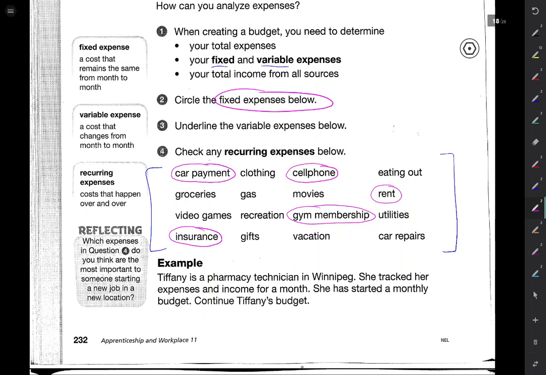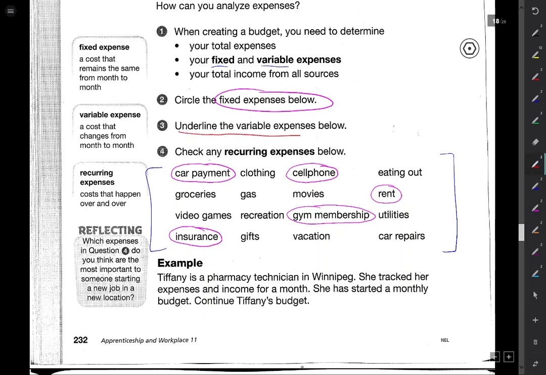Now I'm looking at the rest of these, and all of them seem to change every month. So those would be the variable expenses. We're going to underline those ones. Variable means that every month they're going to be different. So clothing, that would be different every month. Eating out would definitely be different every month. Groceries, gas would be different. Movies would be different. Video games, recreation, that's just going out and doing things like escape rooms or bowling. Utilities would be different every month depending on how much water you use or how much electricity. Gifts would be different, vacations, and car repairs. So all of those things will differ every month.